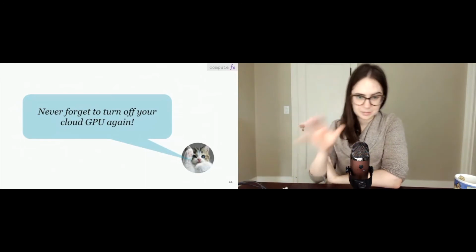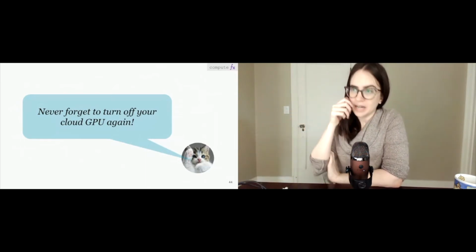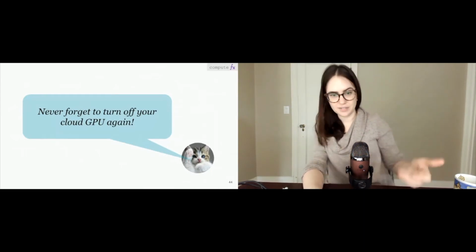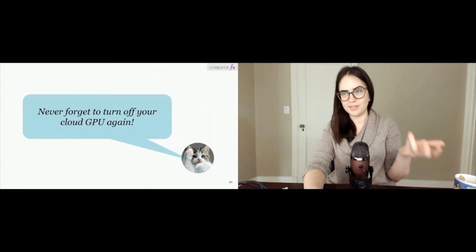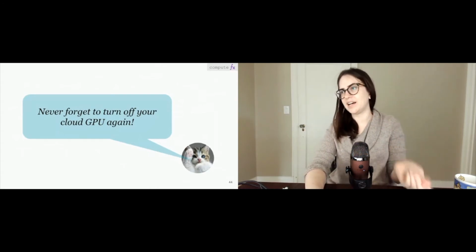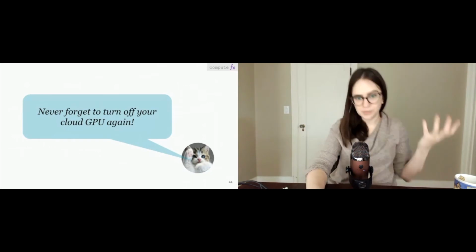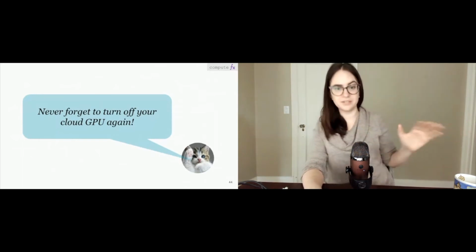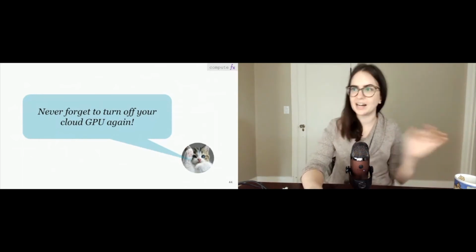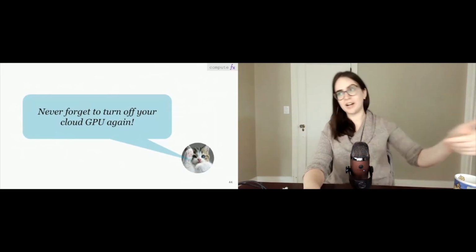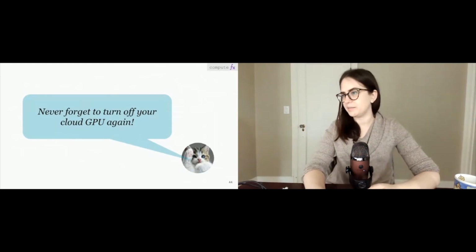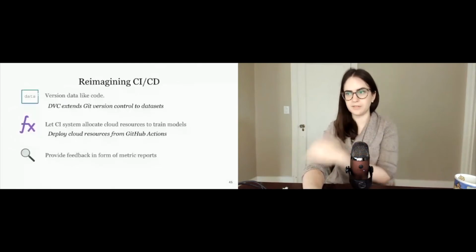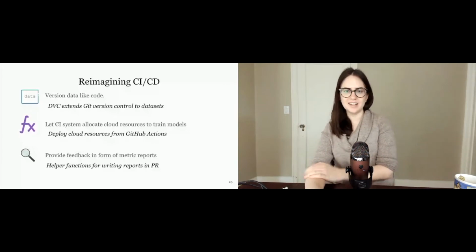So to sum up all of the big ideas here for our project, we wanted to version data like code, and DVC extends Git version control to data sets. So that's how we're getting around this issue. We want our CI system to allocate cloud resources to train models. Not only can you set up your own machines to be listening for jobs, which is a basic built-in feature of both GitHub Actions and GitLab CI, but you can also deploy cloud resources from GitHub Actions. And finally, we wanted to be able to provide feedback in the form of metric reports. So we've got some helper functions for writing reports in a pull request.